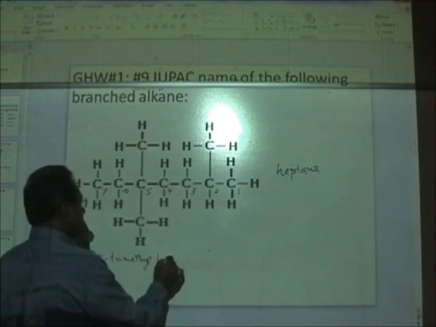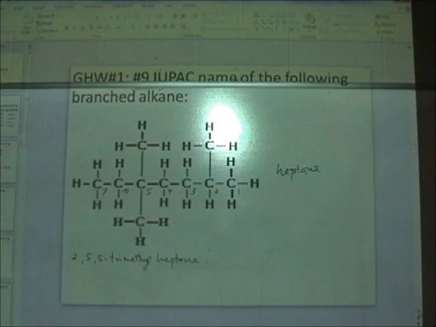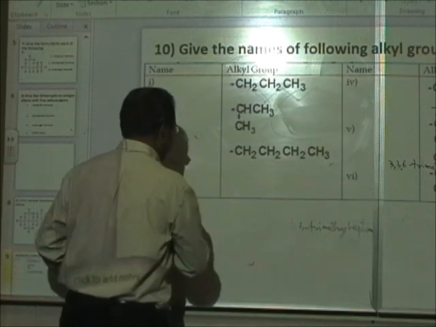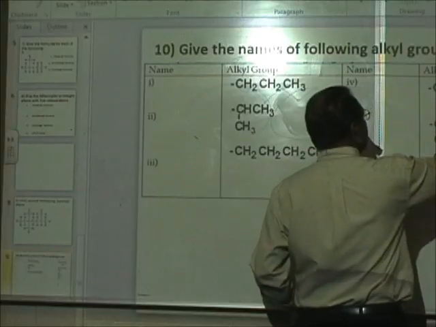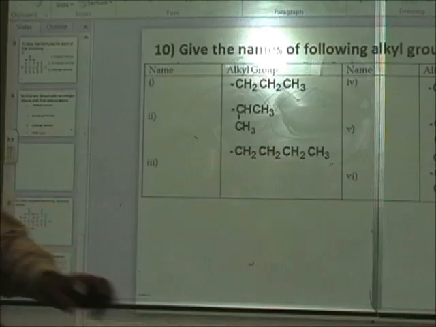It should be heptane. Okay, what is the rule now? The first branch, lowest number should be given to the first branch, right? Because this branch alkane business, naming branch alkane, requires the names of substituent alkyl groups, right?